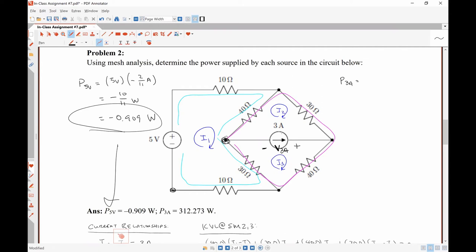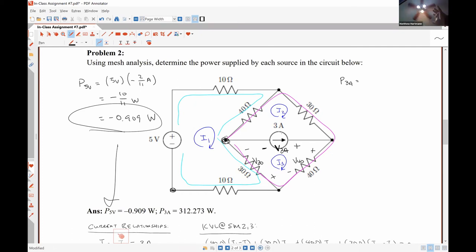It would be 30 times I3 minus I1, plus 40 I3. So 30 times I3 minus I1. So you're saying plus minus, let's call this V30. And did you say plus or minus 40 I3? Plus. I'm not 100% sure that you got your signs right, but you definitely have the right idea.